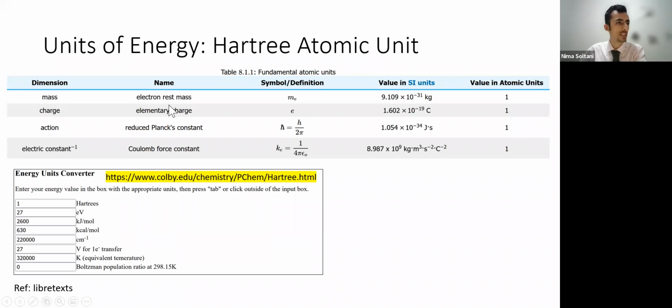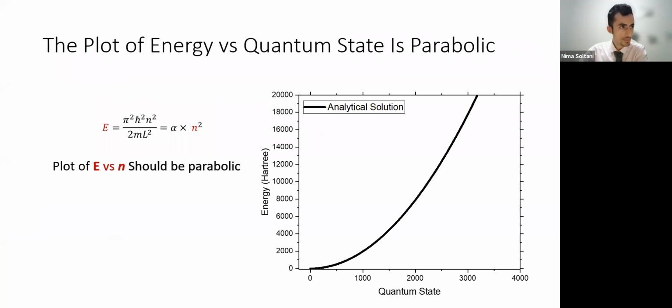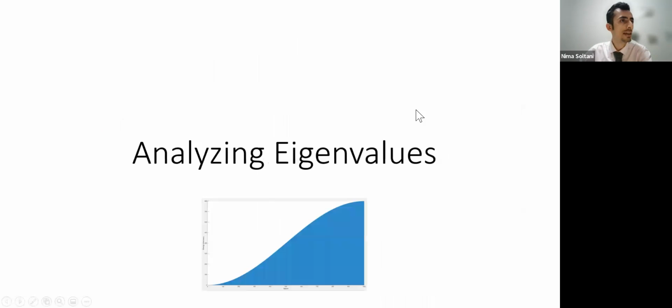You can find this discussion in the LibreText website. You see that one Hartree is about 27 electron volts, which is 2 times the energy of the hydrogen in the ground state. So let's go back to our discussion about the energy. And as I mentioned, the energy versus quantum state should have a parabolic behavior, a quadratic behavior. And this can be observed in this graph.